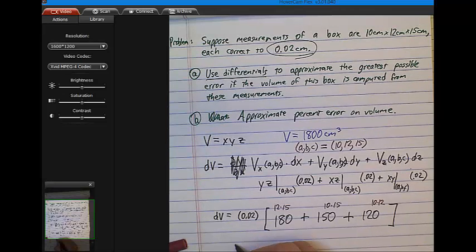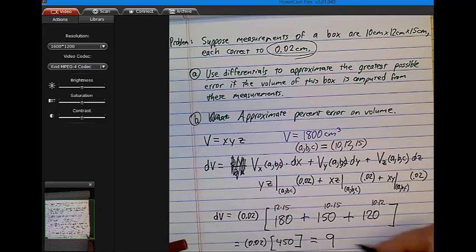What's 2% of 450? Well, 1% of 450 would be 4.5, so 2% of 450 is 9. 9 what? This is dV, centimeters cubed. 9 centimeters cubed. That's how far off my volume might be. So I said it was 1800. Maybe it's 1791. That's worst case. Or 1809 is worst case, right?